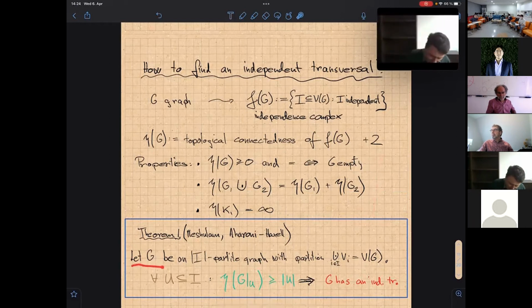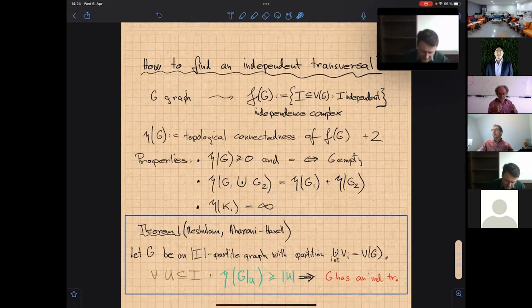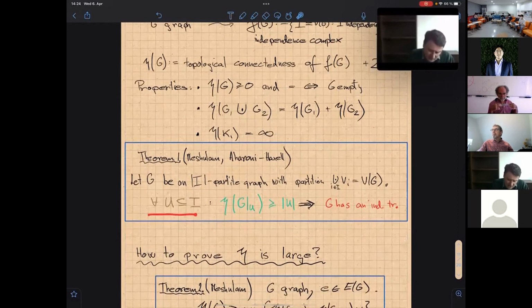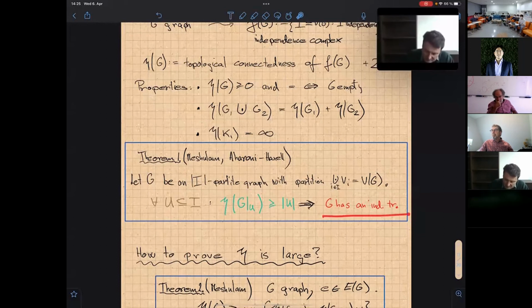Given a partite graph, a multipartite graph with a vertex set like this, there is a Hall-type condition. This is a theorem of Meshulam and, implicitly, Aharoni-Haxell: if for every U, the connectedness parameter of the graph G restricted to the classes indexed by U is at least |U|, so this is really like a Hall-type condition, then G has an independent transversal.